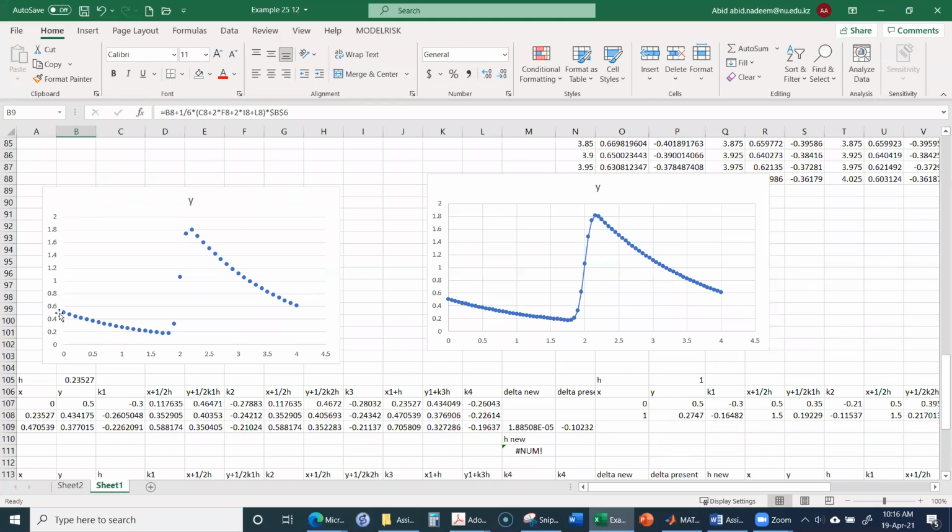In this plot, you can see that for values between 0 and almost 1.8, the function is decreasing gradually. But between 1.8 and something like 2.1 or 2.2, the function suddenly jumps to a very high value, and then it starts decreasing again gradually.